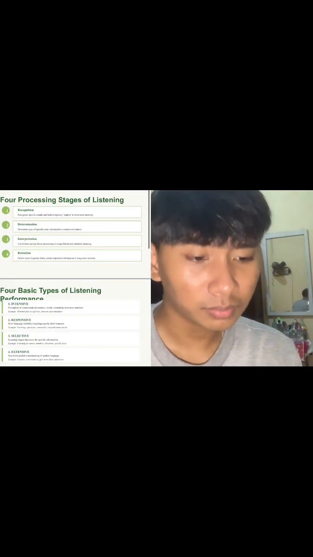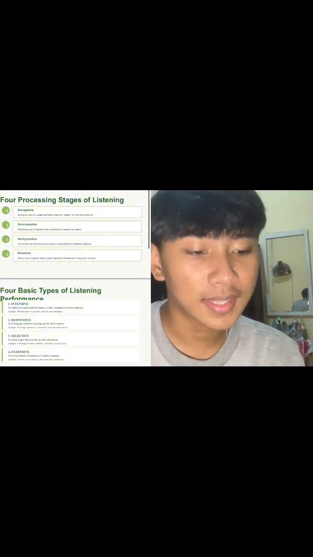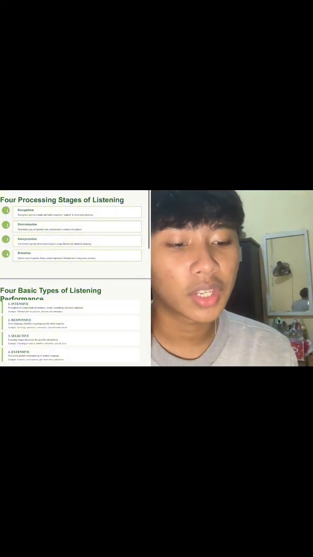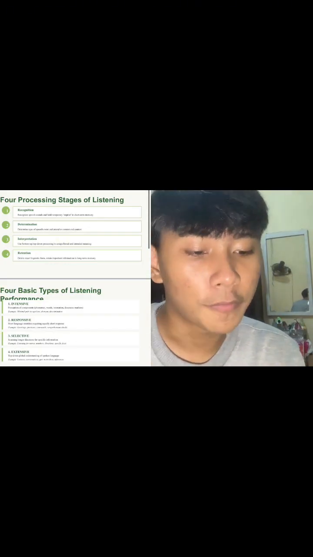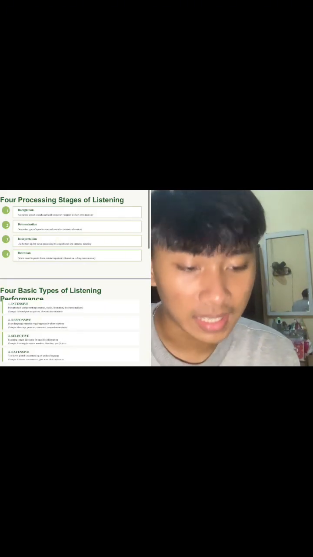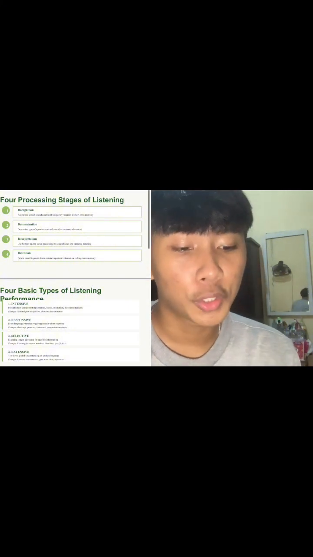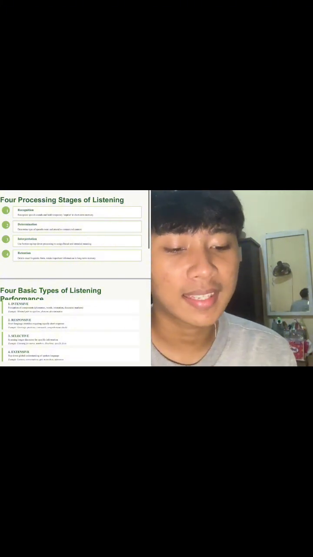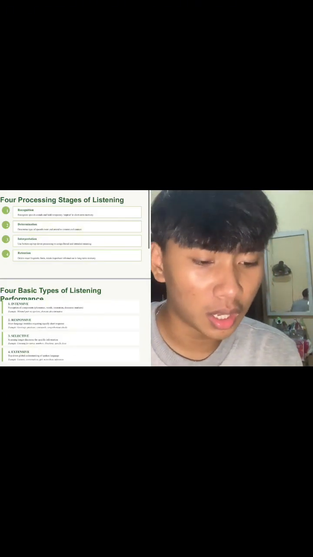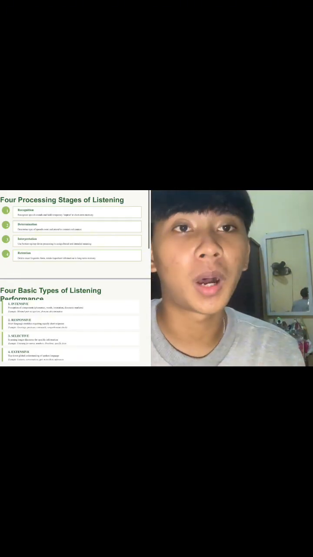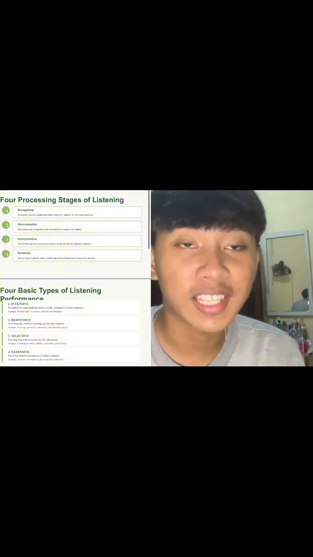To conclude, listening involves four mental stages: recognition, determination, interpretation, and retention. Listening performance is categorized into four types: intensive, responsive, selective, and extensive. Good listening assessment should match the task type with the learning objective and balance both bottom-up micro skills and top-down macro skills processing.